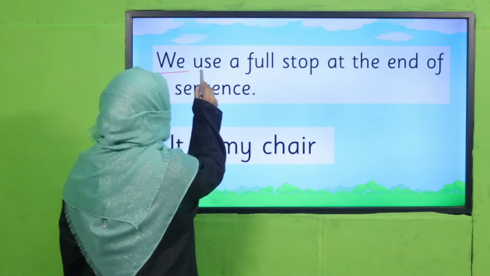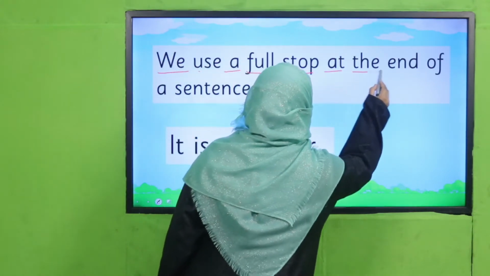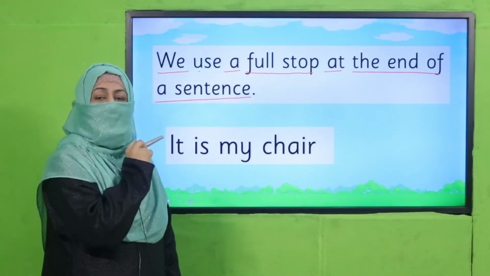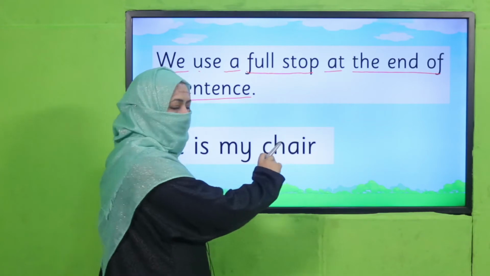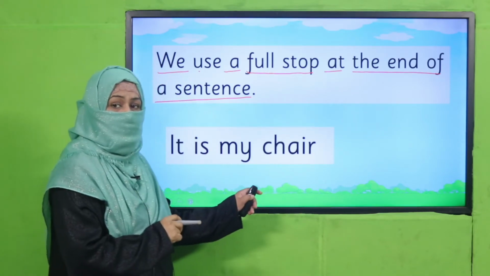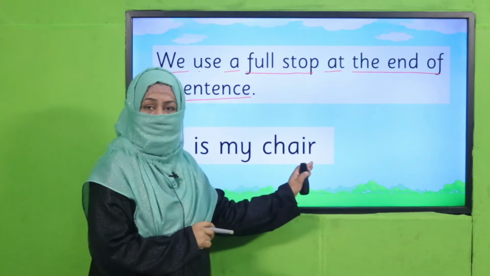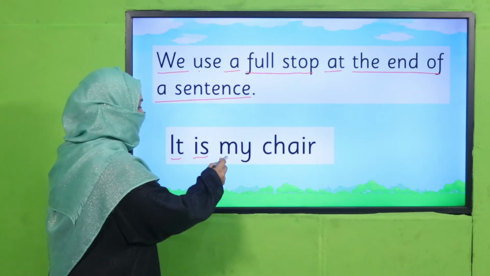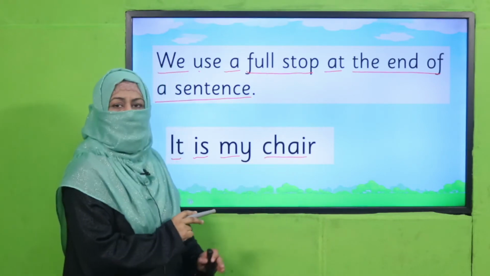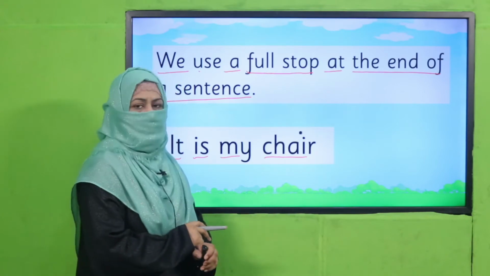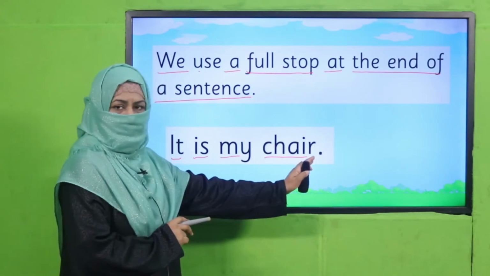So we use a full stop at the end of a sentence. When we are writing a sentence and we complete it, at the end of that sentence, we put a full stop. If we don't put a full stop, it is a mistake. It's wrong, right? It is my chair. If I don't want to mention anything further about my chair, I should put a full stop over here. It means that's it. Okay?